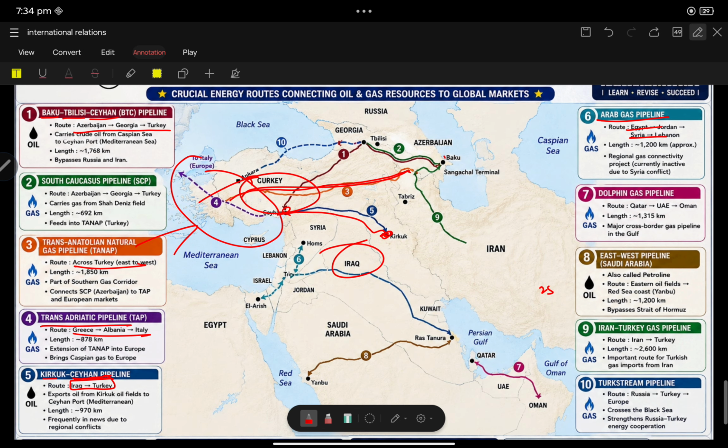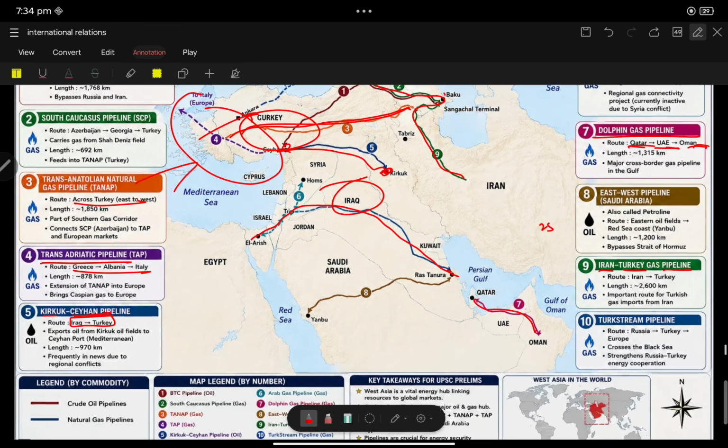So, again, Arab gas pipeline: Egypt, Jordan, Syria, Lebanon. This is the Dolphin gas pipeline: Qatar, UAE, Oman. Iraq, Turkey gas pipeline. Iran, Turkey gas pipeline. This is Iran to Turkey. Turk Stream pipeline: Russia, Turkey, Europe.